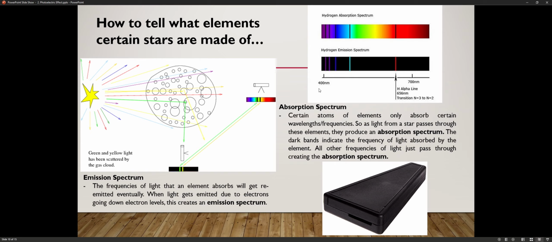So this is also what Tyson talked about in the video. They're called spectrums, right? Because a star emits light, and you can tell what elements a star is made up of if you look at it with a spectroscope.